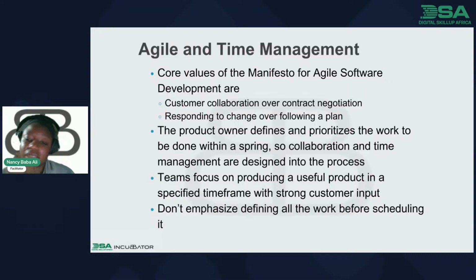So we have agile and time management. Core values of the manifesto for agile software development are customer collaboration over contract negotiations, responding to change over following a plan. The product owner defines and prioritizes the work to be done within a sprint. So collaboration and time management are designed into the processes. Teams focus on producing a useful product in a specified time frame with strong customer input. They don't emphasize defining all the work before scheduling it.